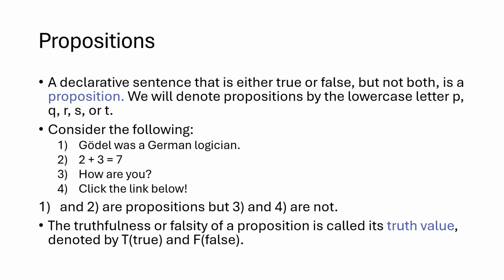Now, a common mistake here is thinking that because 2 plus 3 equals 7 is false, then it's not a proposition. That is not the case. A proposition can be either true or false. So 2 plus 3 equals 7, even though it is false, is a proposition, but a false one. This truthfulness or falsity of propositions is used a lot when we are studying them. The technical term for it is the truth value of the proposition, which is either true or false. And we usually use T for true and F for false.